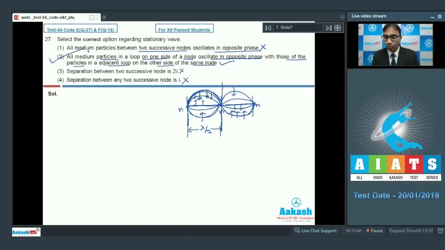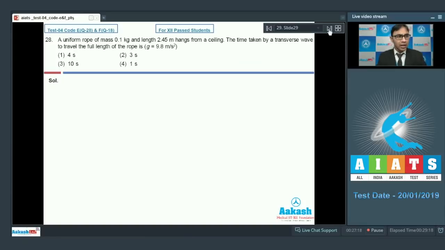Now let's move to question number 28. In question number 28, it says that a uniform rope of mass 0.1 kg and length 2.45 meter hangs from a ceiling. The time taken by a transverse wave to travel the full length of the rope is. So according to the question, a rope is hanging of mass 0.1 kg and length 2.45 meter. So let's say mu is the mass per unit length.